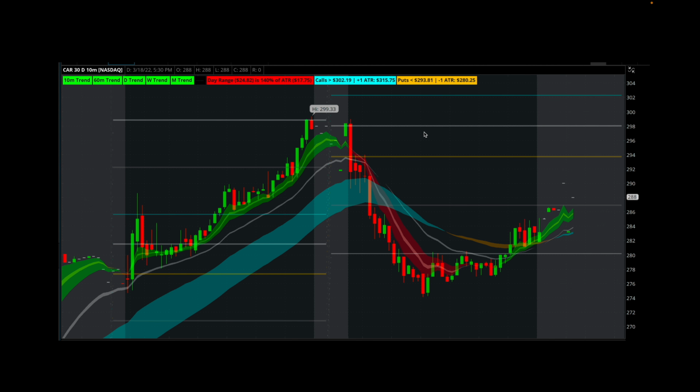So that's sort of the overview of ATR levels. Let's dive into some of the features, and then we'll get into more examples.